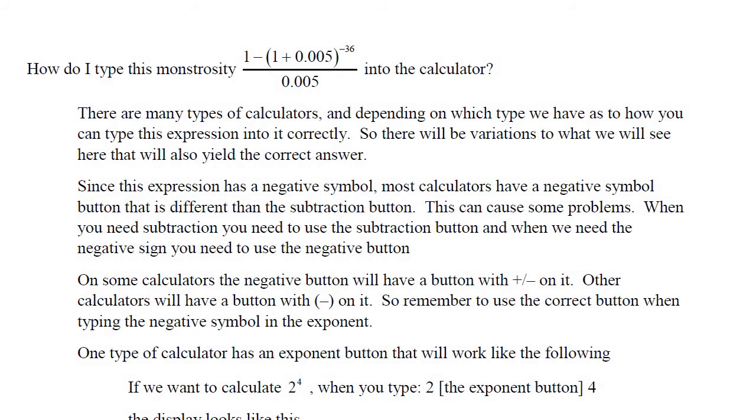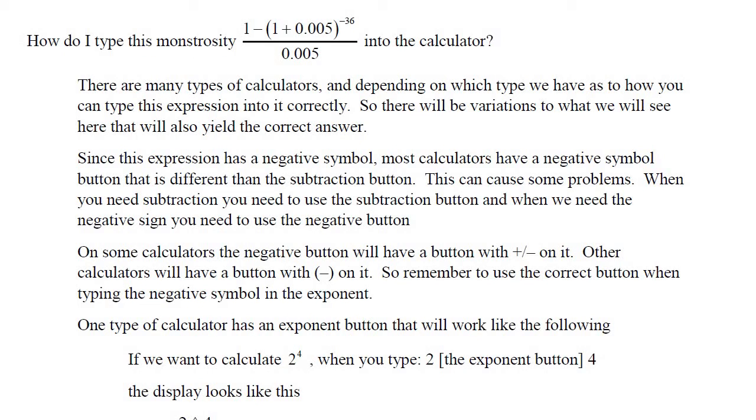Alright, let's take a look at how we can put that into the calculator. I already talked about the fact that many calculators are different, and how calculators use the exponent. But this one has a negative symbol in there. Most calculators have difficulty with negative symbols and subtraction buttons. Most calculators will have a subtraction button and a negative symbol button, and those are two different buttons. Some calculators have a symbol on the button that looks like plus or minus. Other calculators have a different symbol, and that's their negative sign button. So make certain you identify which button is your negative sign, because if you interchange the negative symbol and the subtraction symbol, you will not be able to calculate the correct answer.